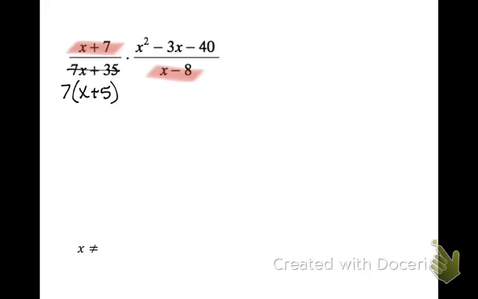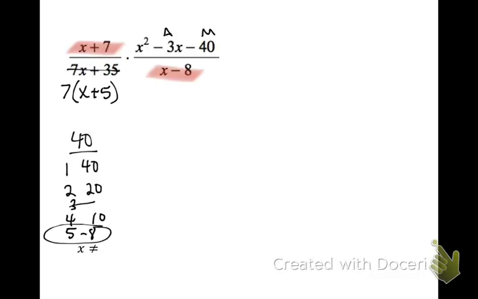On the top right, I need to know what multiplies to negative 40 and adds to negative 3. Well, my factors of 40 are 1 and 40, 2 and 20, 3 doesn't work, 4 and 10, 5 and 8, 6, 7 doesn't divide, so now we're back to 8. So those are all my factors of 40. The ones that could add to negative 3 would be 5 and 8 if I made the 8 negative. So my factors here are going to be x plus 5 and x minus 8. Okay, so now I'm ready to cancel things out.